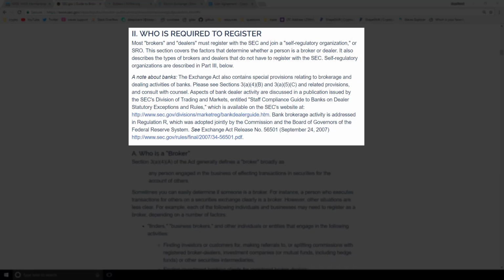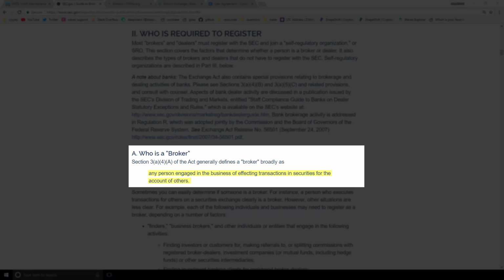Now let's move to Section 2. Who is required to register as a broker-dealer? We can see that a broker is defined as any person engaged in the business of effecting transactions in securities for accounts of others. Brokers execute trades for traders.